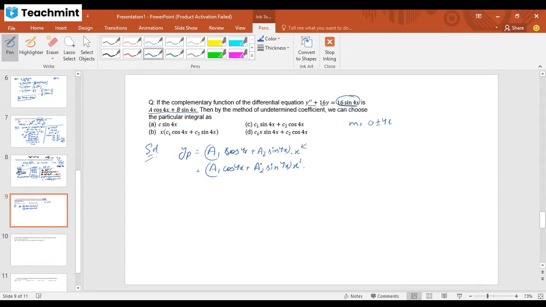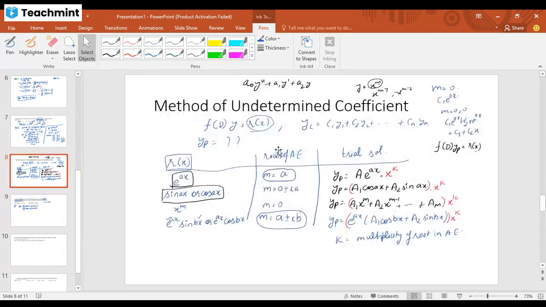Okay, because the same kind of function already appears in the complementary part. And because this function corresponds to the complex roots, like I told you, if we have a sine or cosine function and the roots of the auxiliary equation are also 0 plus minus iota a, then we are going to multiply this trial solution with x power k. K means how many times this root appears.